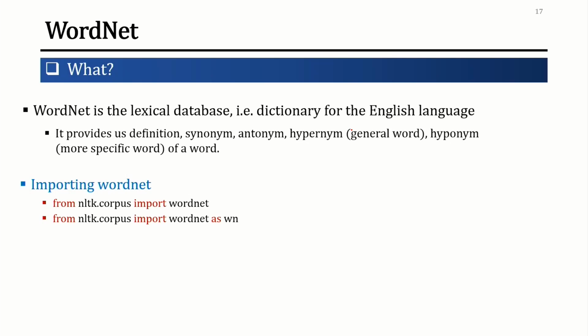How can we use this in NLTK? We need to import WordNet first. So either of the syntaxes works fine. From nltk.corpus, we need to import wordnet, or we alias the name as wn, so we can make it a shorter version.